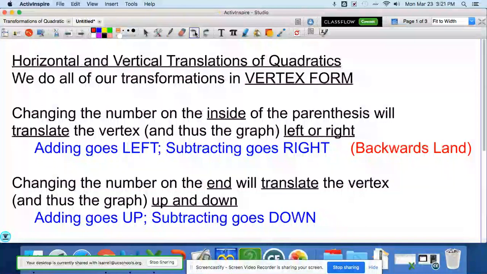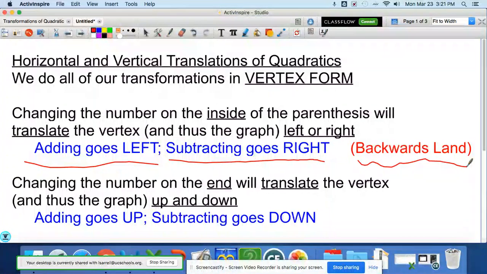So changing a number inside of parentheses, we'll move it left or right. However, adding goes to the left and subtracting goes to the right. That's kind of backwards land of what you would think. However, if we change the number out on the very end of vertex form, that's going to cause us to go up and down, but up is adding, which makes sense, and subtracting is going down, which makes sense. So it's kind of weird. Left and right is backwards, up and down is the way your mind thinks of it.